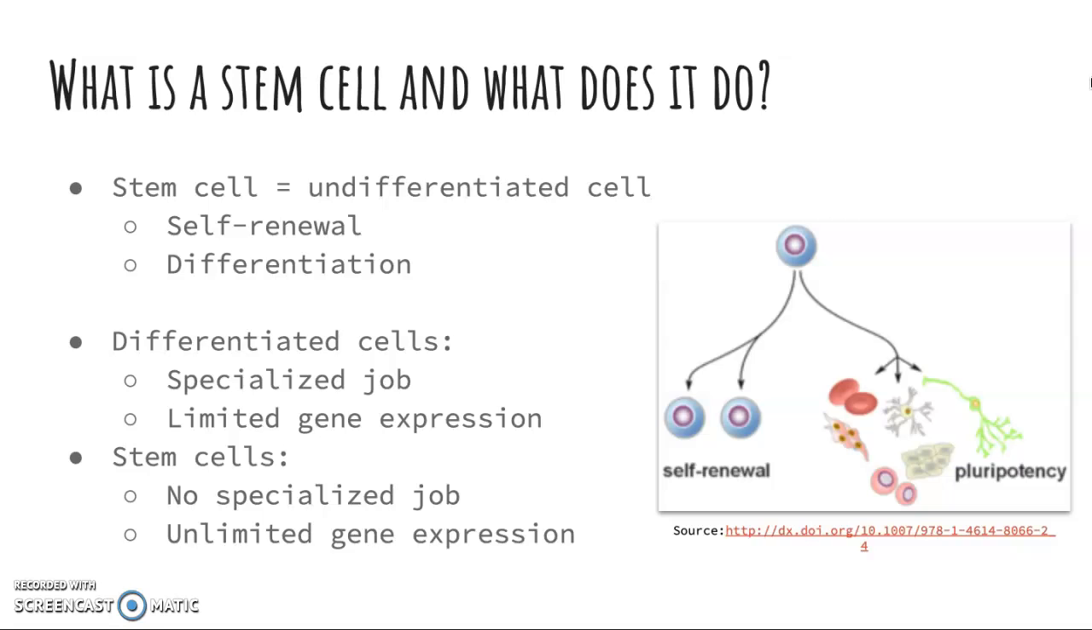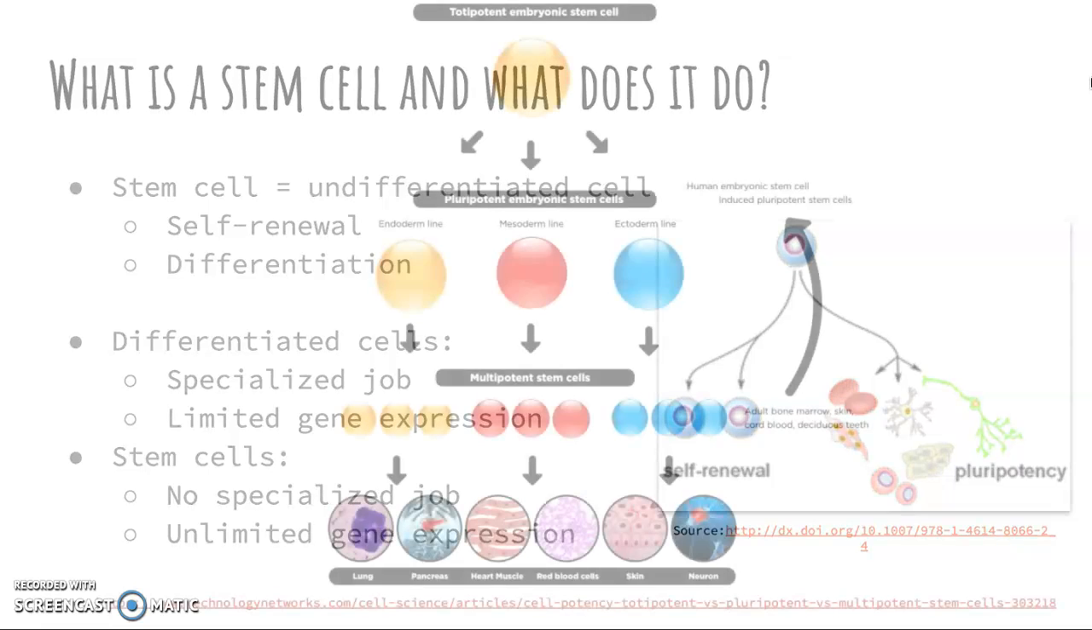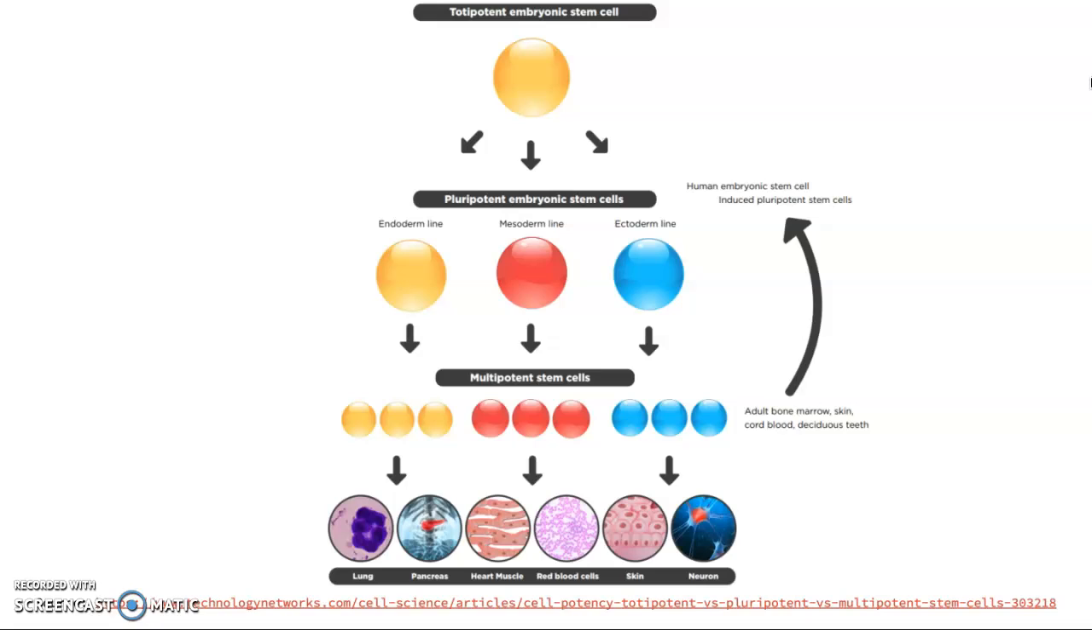Before differentiation, stem cells do not have specialized jobs, but they do have access to a large library of genes, giving them the potential to become a wide variety of cells that do. Now, the ability that stem cells have that allows them to differentiate into different types of cells is called potency. Stem cells have different levels of potency.